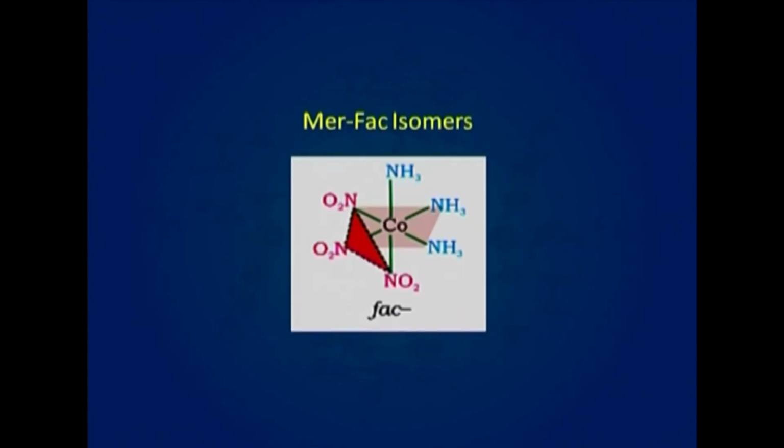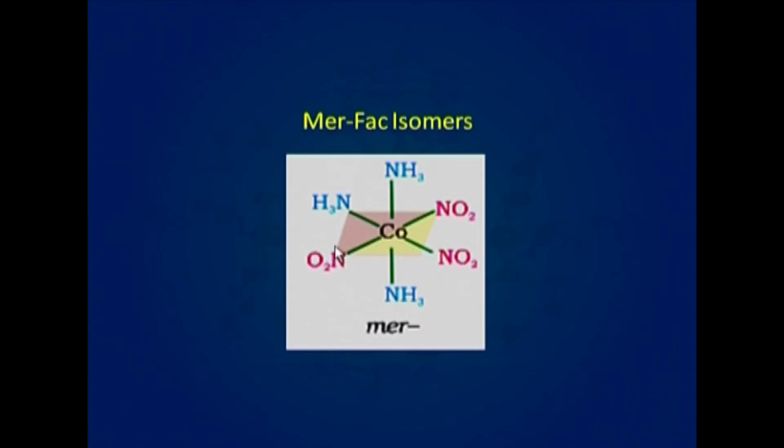It can also be said that if three donor atoms of the same ligand occupy adjacent positions at the corners of the octahedral face, we have the facial isomer. When the positions are around the meridian of the octahedron, we get a meridional isomer.